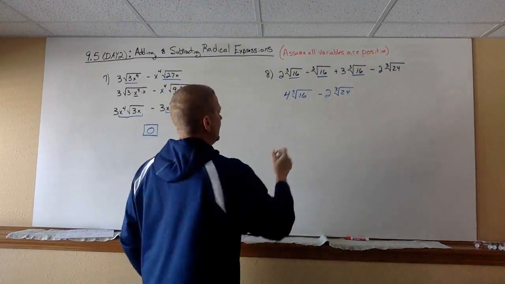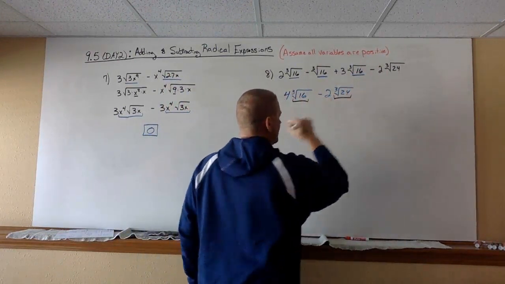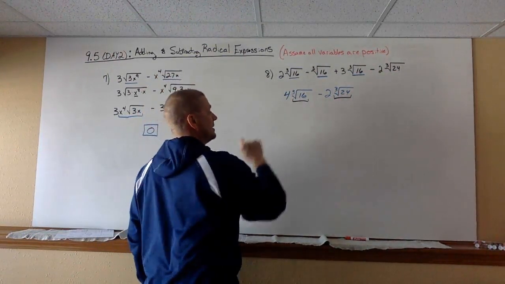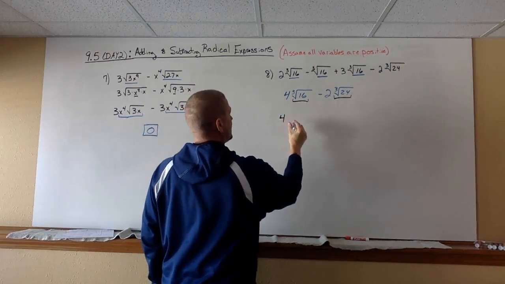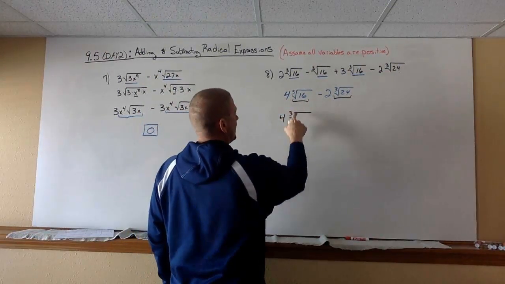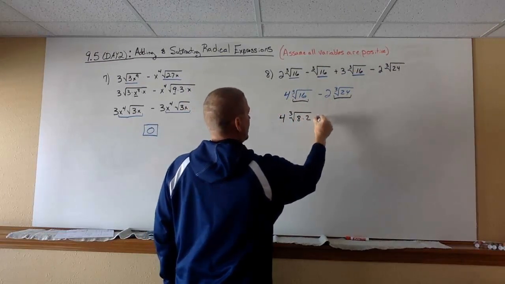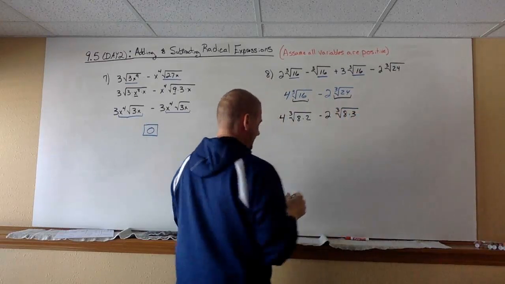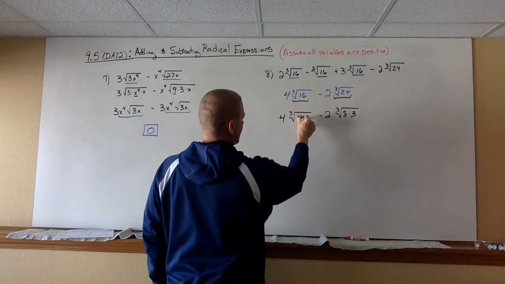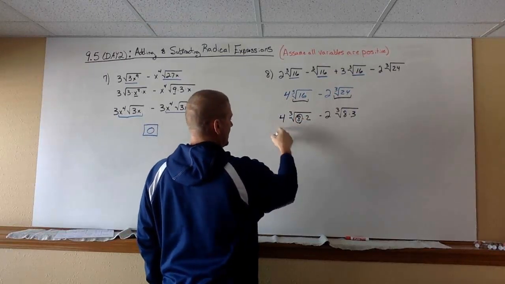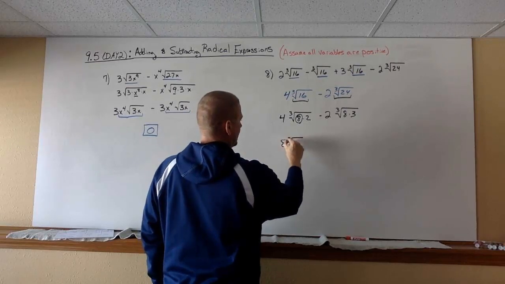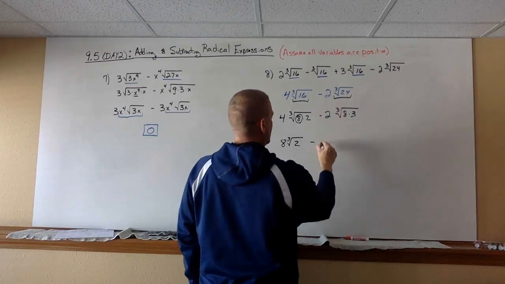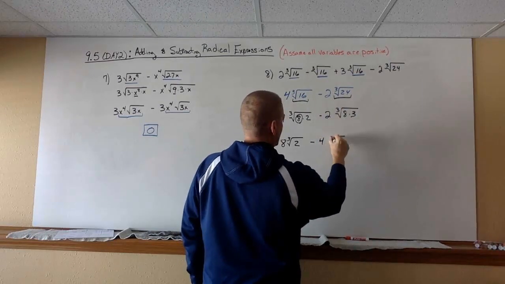Well, now check it out. Those are not the same, but I also know they're not simplified. And now I'm looking for perfect cubes, not squares. So that's 4 cube root, that would be 8 times 2, minus 2 cube root, that's 8 times 3. So if I rewrite these, this perfect cube of 8 comes out, which is 2. So this is 8 cube roots of 2 minus this cube root of 8 comes out, it's a 2, 4, and that gives me a cube root of 3.